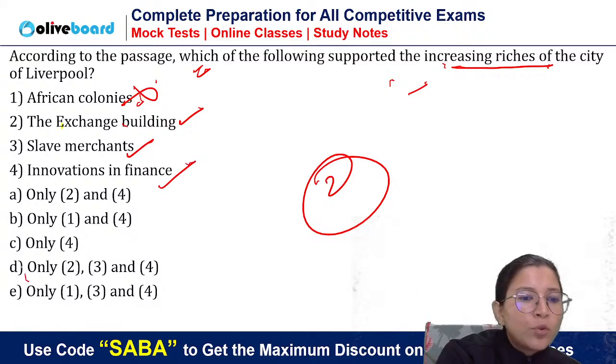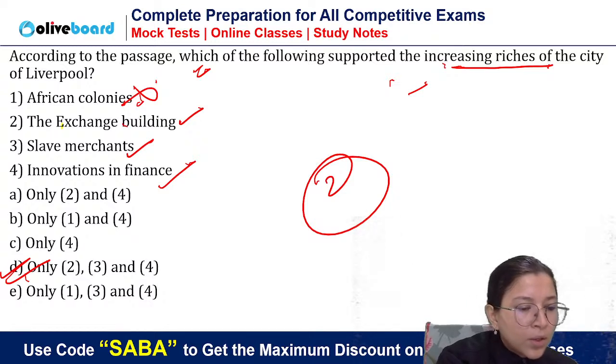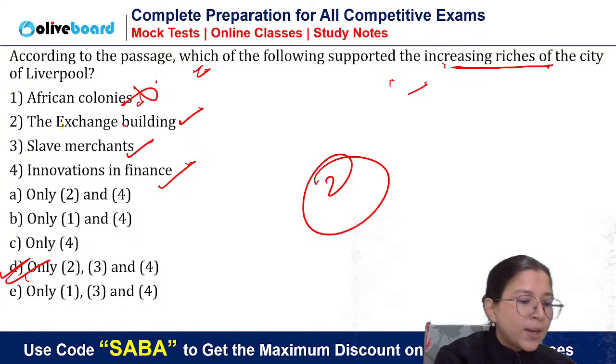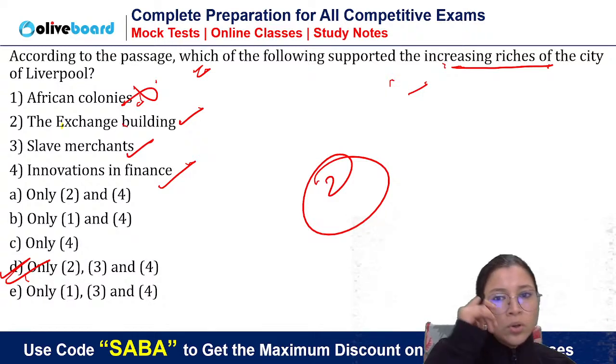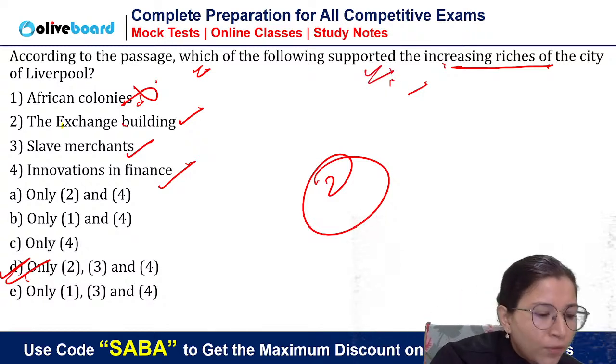Do we have any option of 2, 3, 4? The answer will be D. Clear, everyone? So, exchange building, slave merchants, innovations in finance, all these three things are important. All these three things supported the increasing riches of the city of Liverpool.